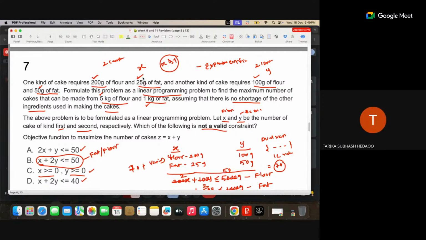1, 2, 3, 4, 5, and 6. So we have 6 constants and 2 variables. That's it. So understanding the question is the thing, and based on the question, we'll give a simple problem only.